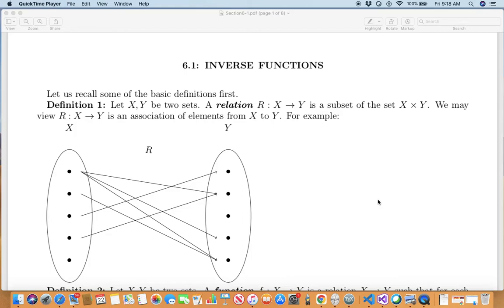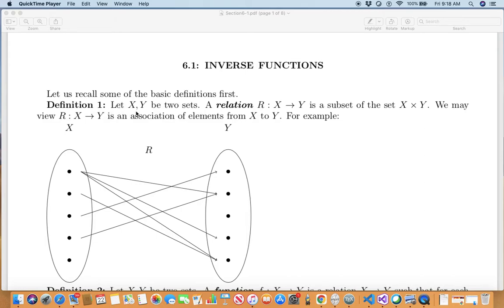Welcome back. We now start on chapter 6, section 6.1, inverse functions. Let us recall some of the basic definitions first. Section 6.1 deals with some basic definitions. You probably have seen these definitions before.